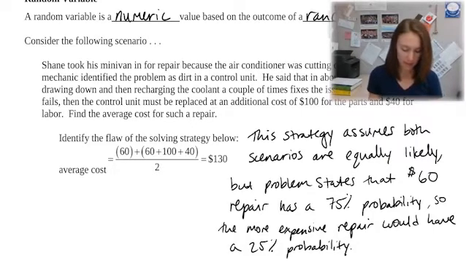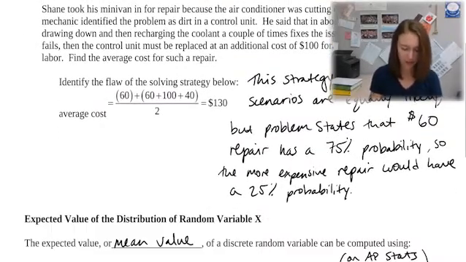Shane took his minivan in for repair because the air conditioner was cutting out intermittently. The mechanic identified the problem as dirt in a control unit. He said that in about 75% of such cases, drawing down and then recharging the coolant a couple of times fixes the issue and costs only $60. If that fails, then the control unit must be replaced at an additional cost of $100 for the parts and $40 for the labor. Find the average cost of such a repair.